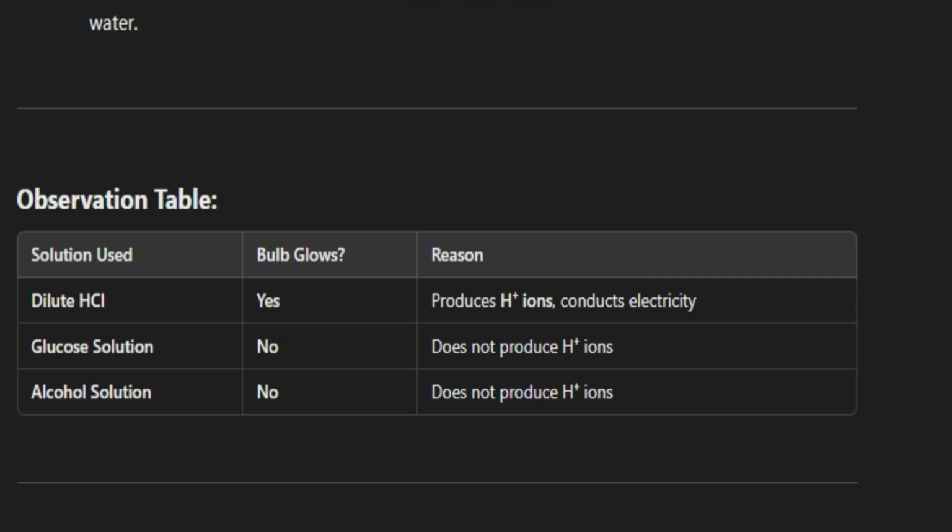Reason: dilute HCl, yes, produces H+ ions and conducts electricity. Glucose solution, no, does not produce H+ ions. Alcohol solution, no, does not produce H+ ions.